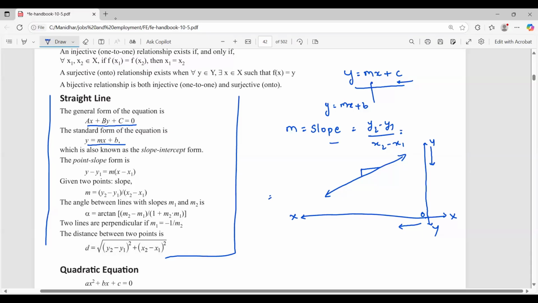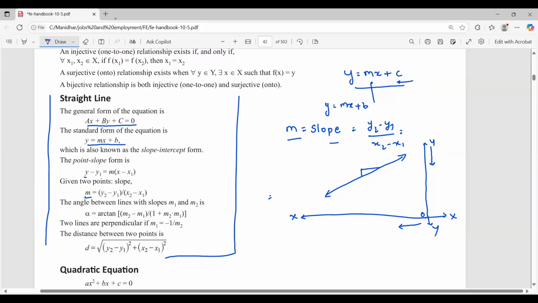So any subject that you go with, this is the concept of slope. And the same thing you're going to see here. You can look here. The slope is given by m equal to y2 minus y1 divided by x2 minus x1. It means the change in y coordinates to change in x coordinates.